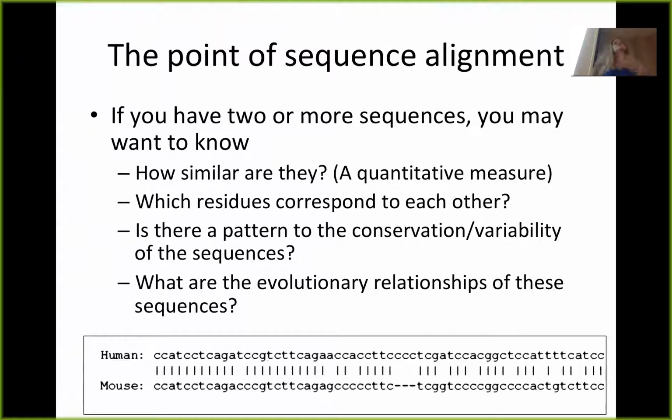And these are important questions if you're thinking about evolution. How did evolution change residues and which ones were changed? Is there a pattern to the conservation or the variability of the sequences? And what are the evolutionary relationships of these sequences? So these are all questions that you would be able to address using sequence alignment. This is typically how you would visualize a sequence alignment. So let's talk a little bit about that.